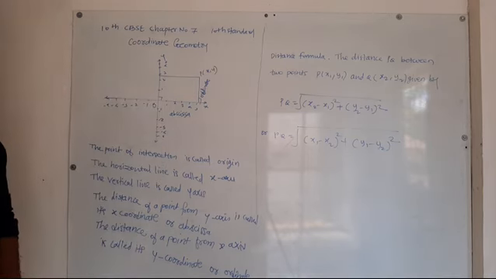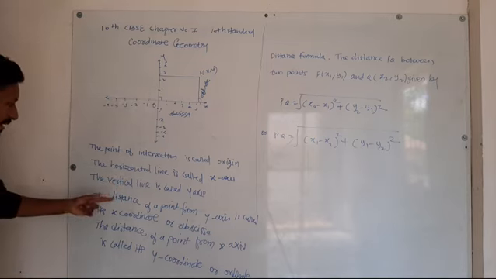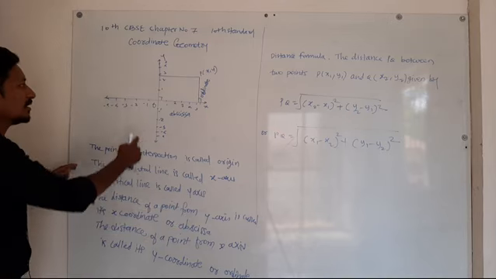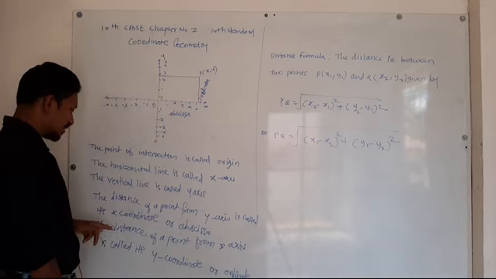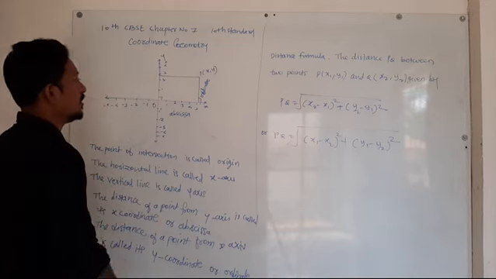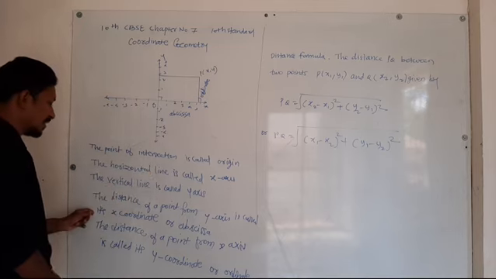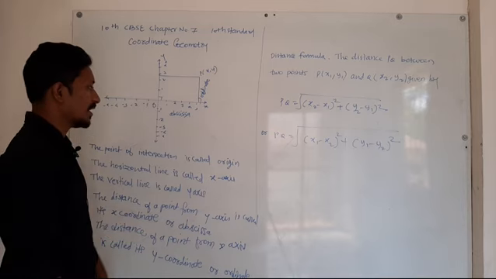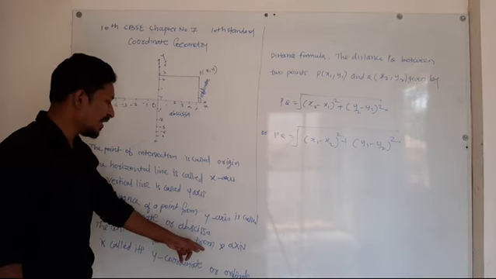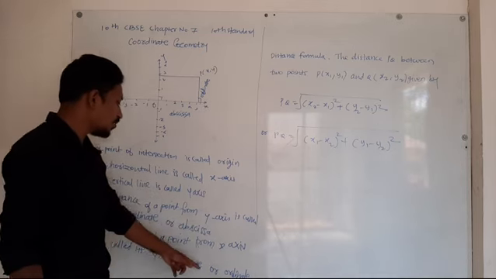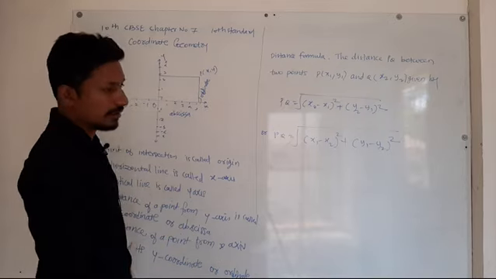The horizontal line is known as the x-axis. The vertical line is known as the y-axis. The distance of a point from the y-axis is called its x-coordinate or abscissa. The distance of a point from the x-axis is called its y-coordinate or ordinate.